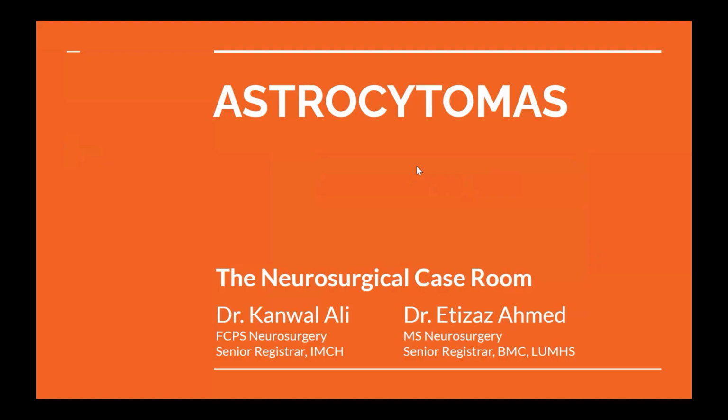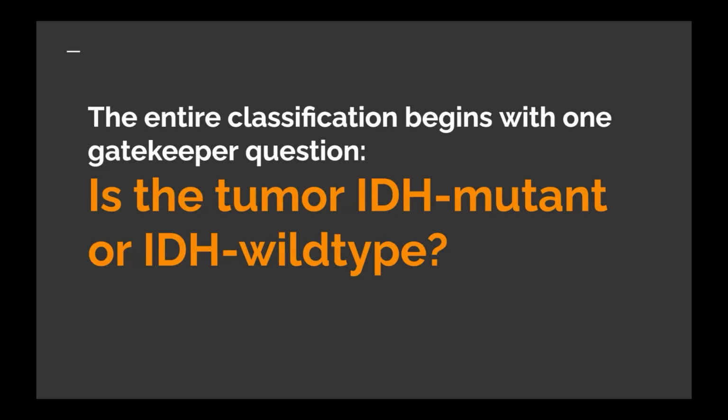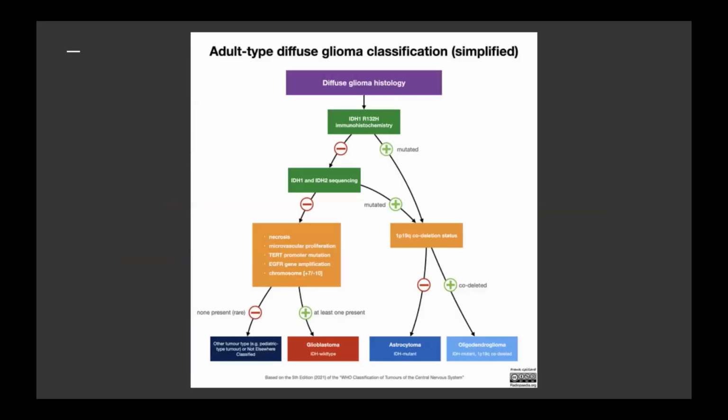Yes. We initially started this as a series on adult diffuse gliomas. We are going to briefly cover the astrocytomas first. And the entire classification begins with one gatekeeper question. Is the tumor IDH mutant or is it IDH wild type? So this is a brief overview of the classification. When we get a tumor sample, the first test that we run it through is the IDH mutation. If it is positive, then it goes into the IDH mutant tumor group. If it is negative or IDH wild type, then it is automatically classified as a glioblastoma.